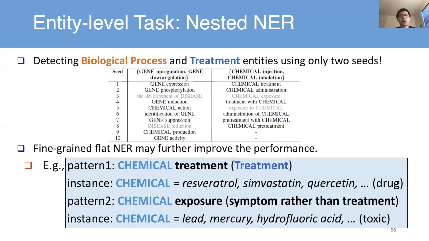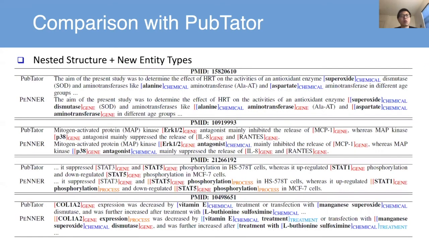So here are some case studies showing that our method can use only two seeds and detect a lot of biological process and treatment entities. And if we have fine-grained flat NER detection, then it can further improve our performance. We also compared our results with PubTator, and you will find that there are a few cases where our method performs much better than PubTator. If you look at this, PubTator favors those short, flat entities, while our method not only gives you the correct flat entities, but also recognizes those long nested entities, which are very important for downstream applications.